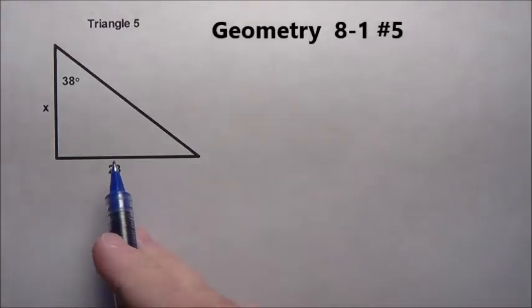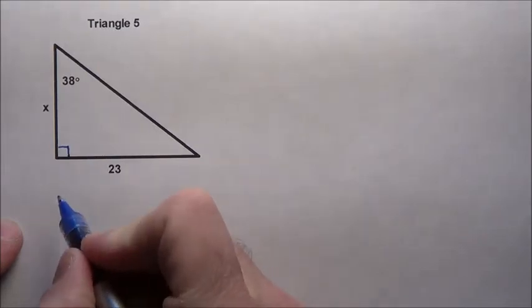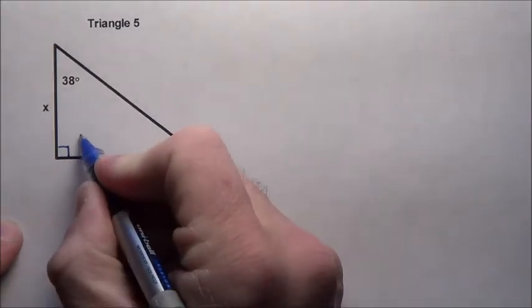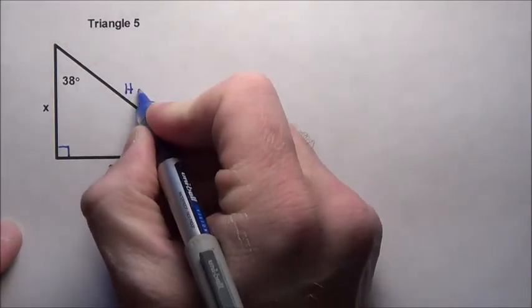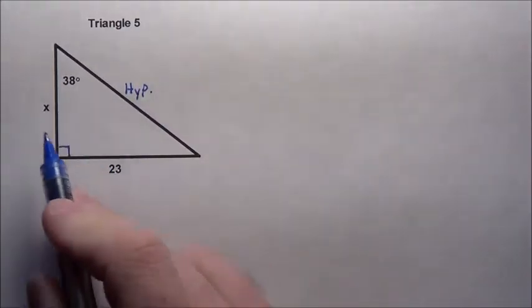Here we have triangle 5. We're trying to find x's measurement of this right triangle. So we have a right angle right here. If the right angle is right here, we know the side across from it has to be the hypotenuse. That's not an option. Now, we have these two legs.